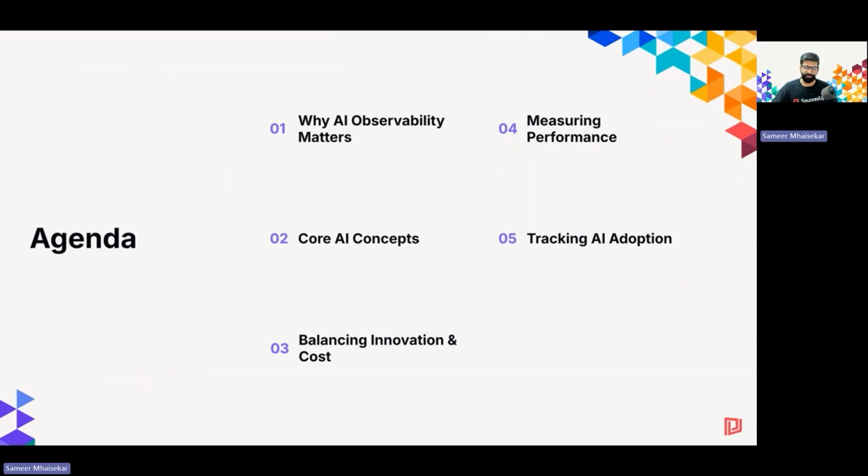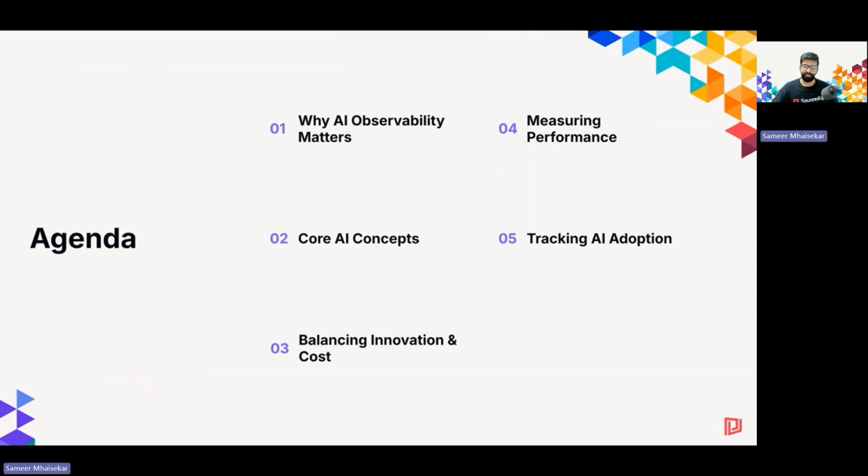All right, so let me quickly walk you through what we'll be covering today. First, we'll start with why AI observability is such a big deal right now, especially as AI adoption is accelerating across so many Microsoft technologies. I will share some real-world reasons why keeping an eye on your AI system is critical for both cost as well as user trust.